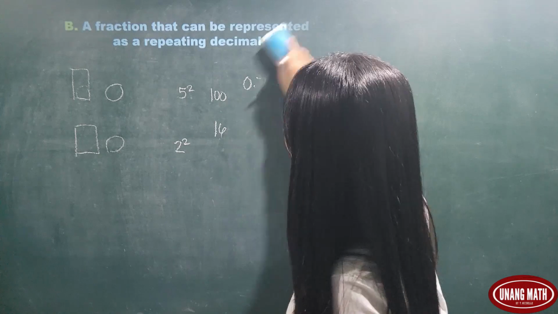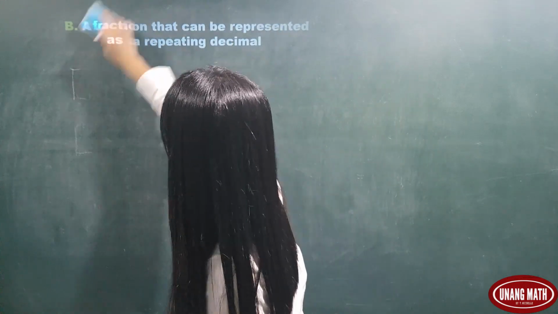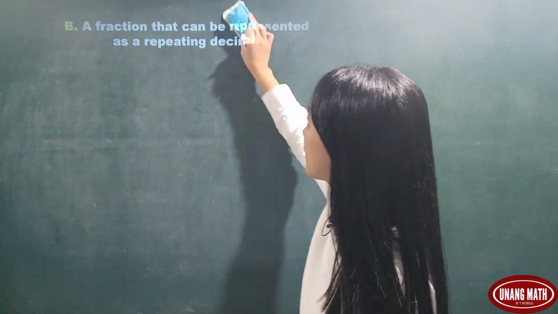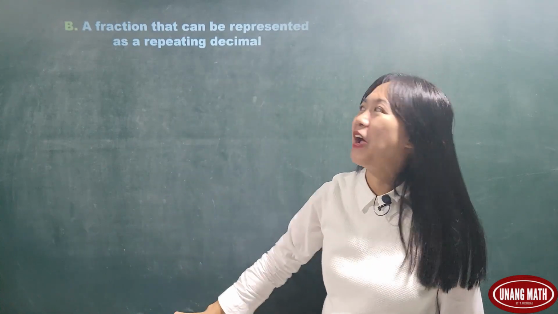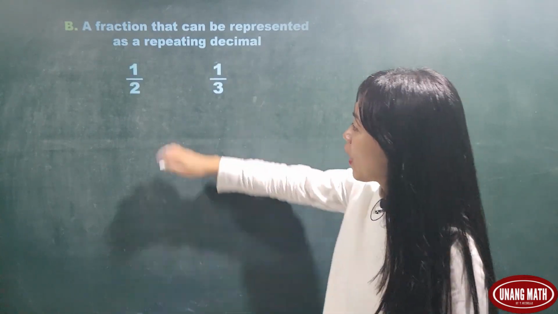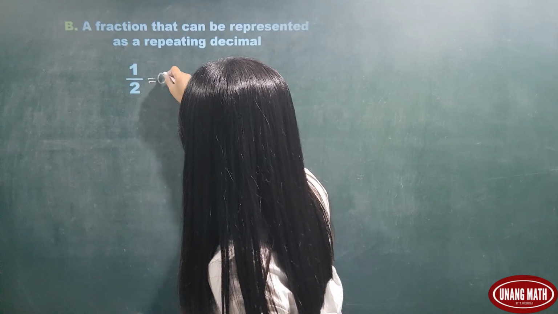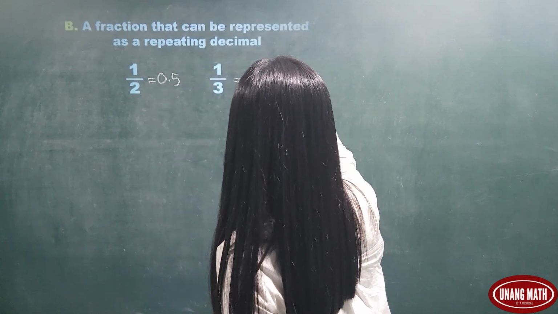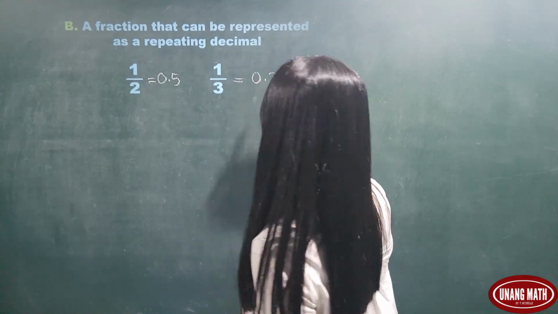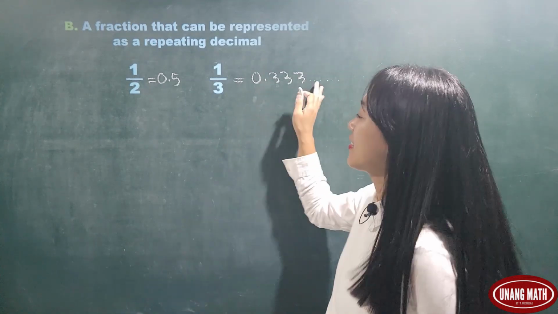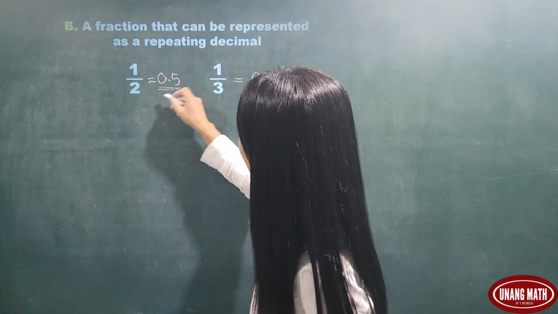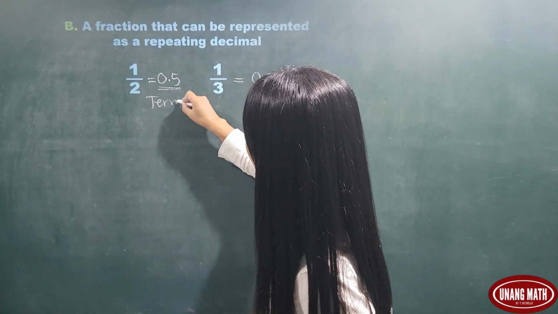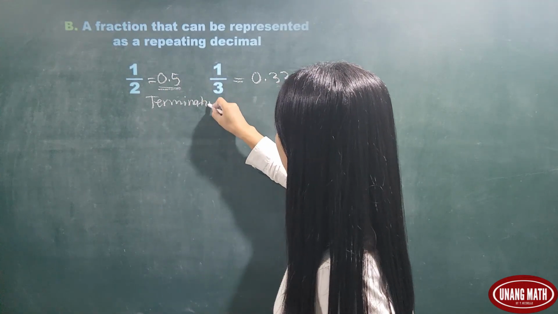Okay, let's move on. This time, a fraction that can be represented as a repeating decimal. For 1/2, we said this is 0.5. For 1/3, 0.333, and this digit 3 repeats endlessly. For 0.5, this is a terminating decimal number.